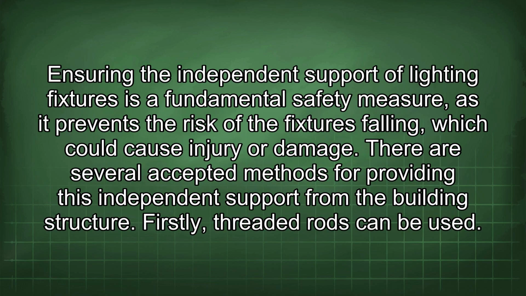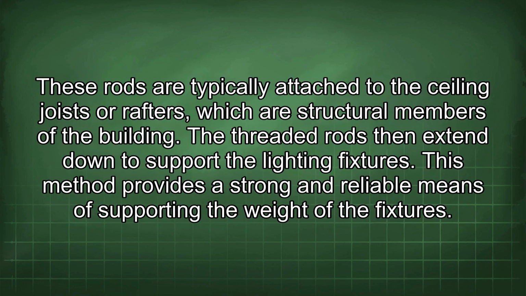Ensuring the independent support of lighting fixtures is a fundamental safety measure, as it prevents the risk of the fixtures falling, which could cause injury or damage. There are several accepted methods for providing this independent support from the building structure. Firstly, threaded rods can be used. These rods are typically attached to the ceiling joists or rafters, which are structural members of the building. The threaded rods then extend down to support the lighting fixtures. This method provides a strong and reliable means of supporting the weight of the fixtures.